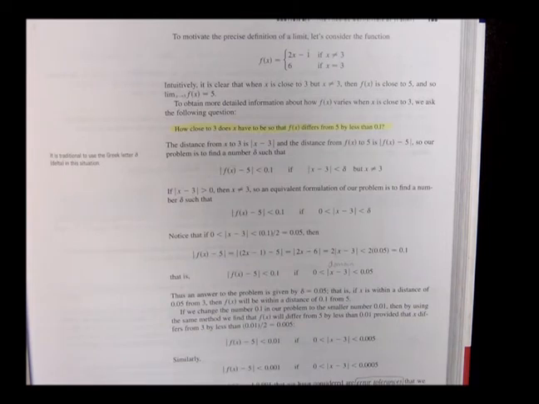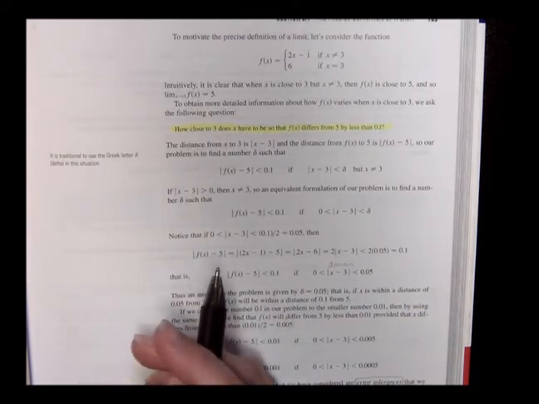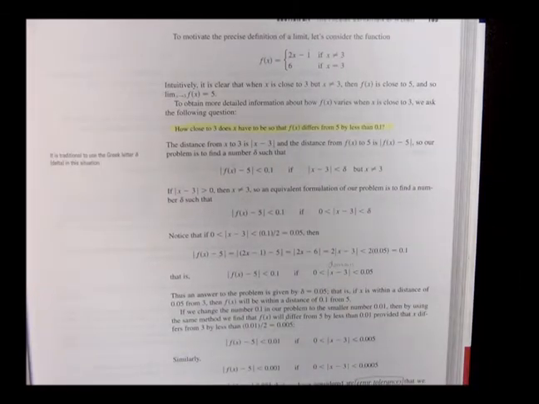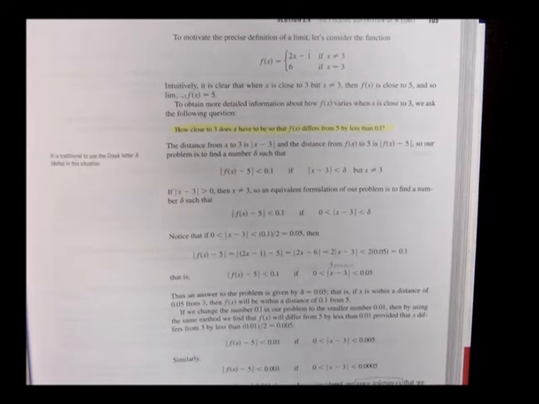But how close does that have to be so that f of x differs from 5 by less than 0.1? Now, where did I get 0.1? I just decided to choose 0.1. You'll see later that we might want to get a lot closer than that. We might want to say 0.01 or 0.001.